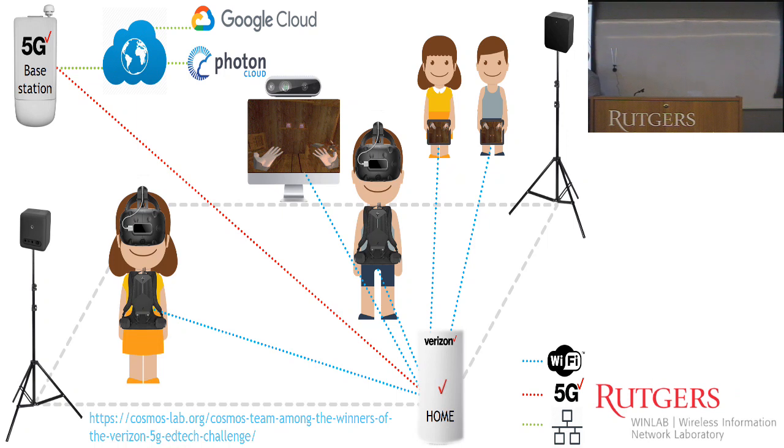This is what the architecture looks like. We have a couple of students wearing the Vives. They communicate over Verizon's 5G link, go to the cloud, and synchronize, and we also have some VR video streaming to tablets and monitors inside the classroom, in order for all the students inside the classroom to participate in this experience. So now we can see one example of the toolkit.